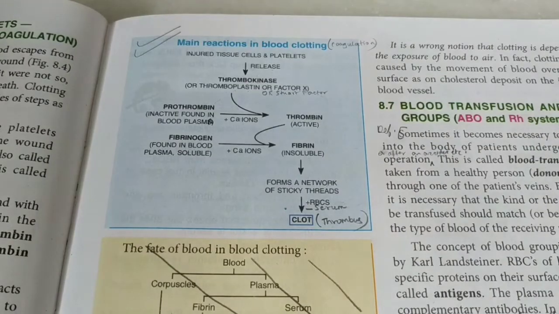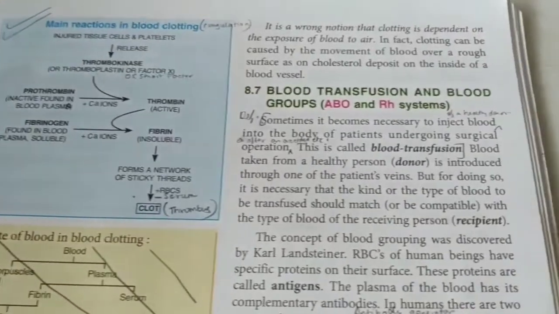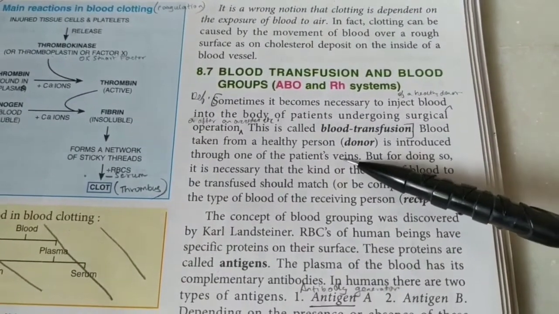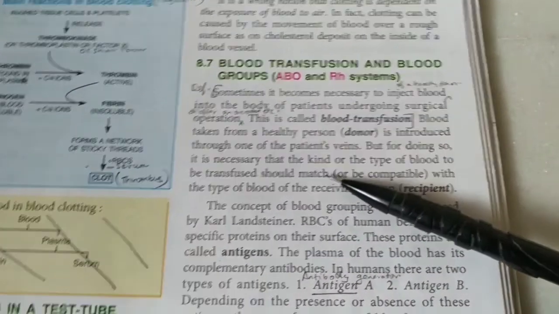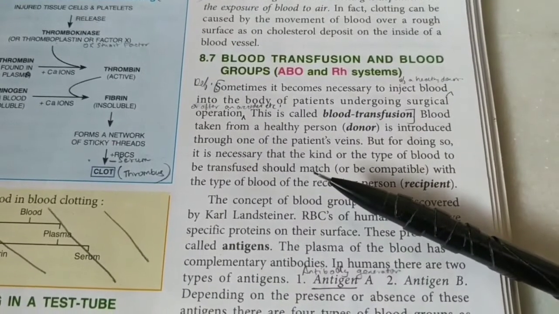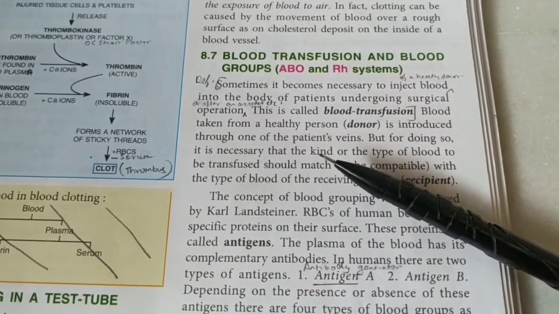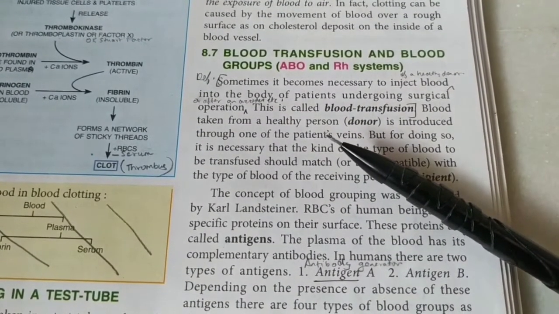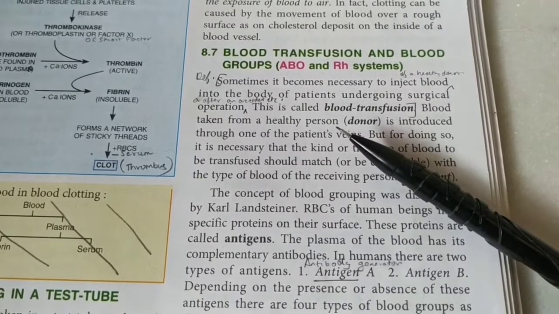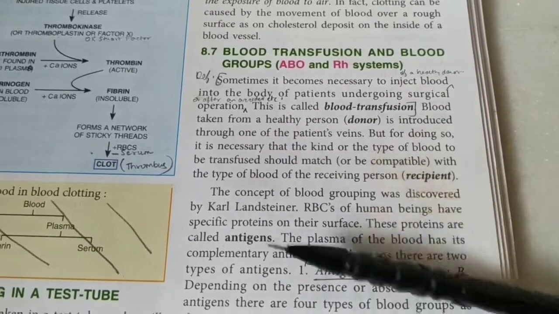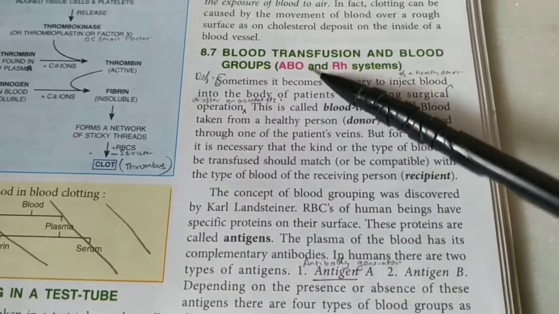Next, let's talk about blood transfusion and blood groups. We have many systems of blood groups. We have so many blood types which you may not even have heard of. The golden blood, Bombay blood, the N blood group, M, K, but they are very rare. The most common blood group system is ABO type.